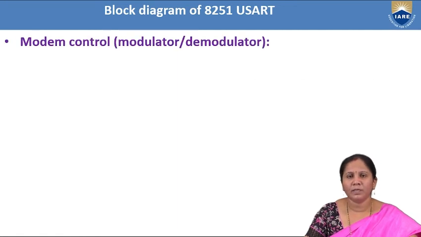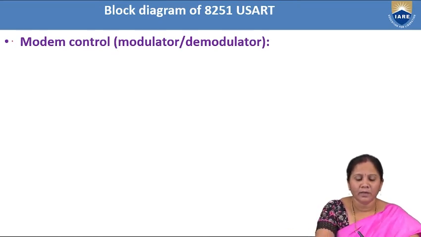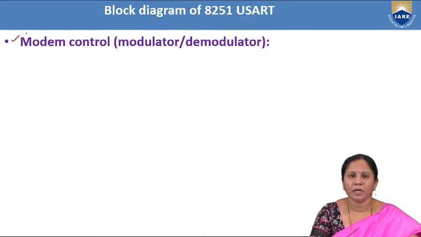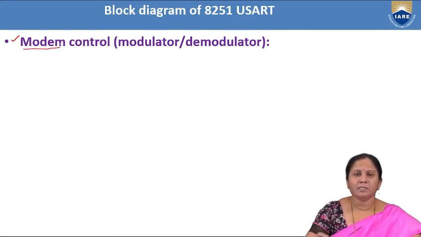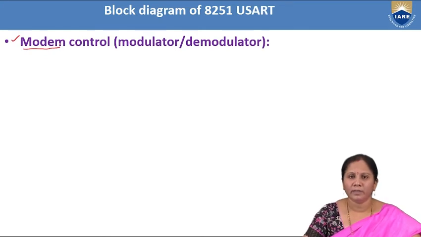So that is what the read-write control logic block does. And the next one is modem control. Here modem represents modulator and demodulator. It is going to convert analog signal to digital and digital signal to analog.